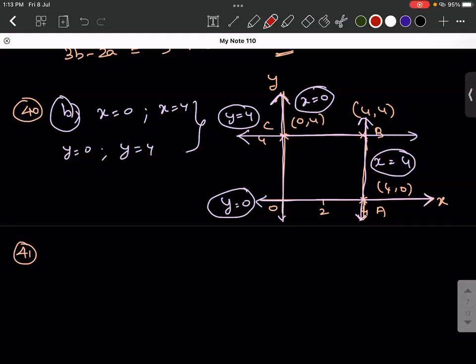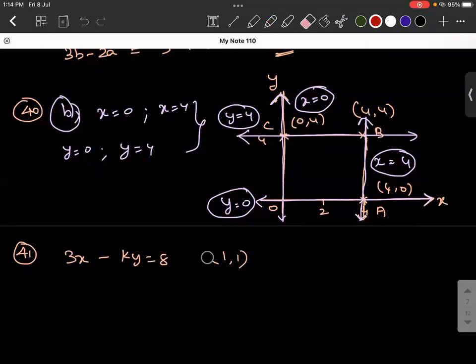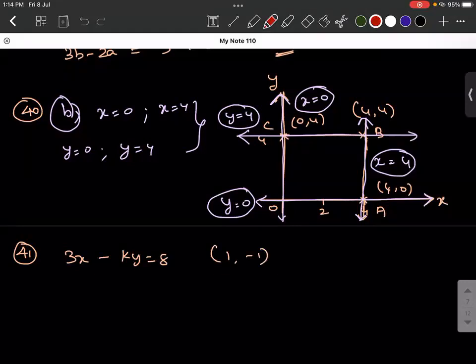Find the value of k if 1 comma minus 1 is the solution of the equation, and also find another coordinate that is lying on the graph. So what is the equation given? 3x minus ky is equal to 8, and one of the points is 1 comma minus 1. So if it satisfies, what are we supposed to do? 3 plus k is equal to 8, which implies k is equal to 5. So k is 5. Options A, C, and D are possible.